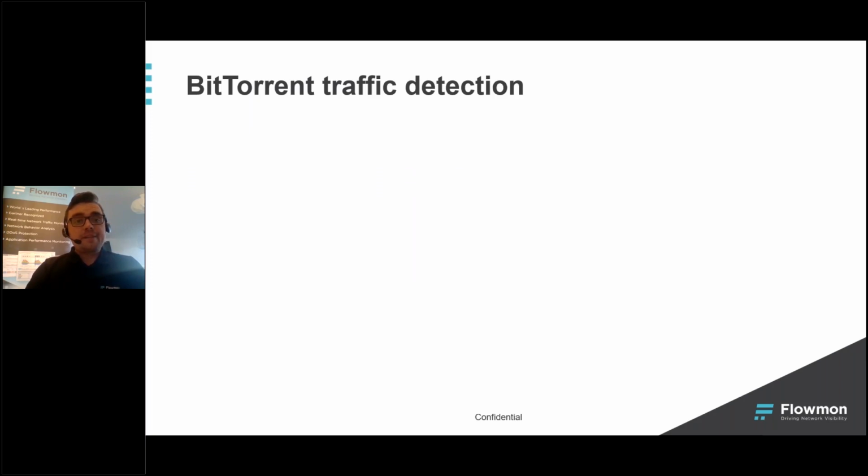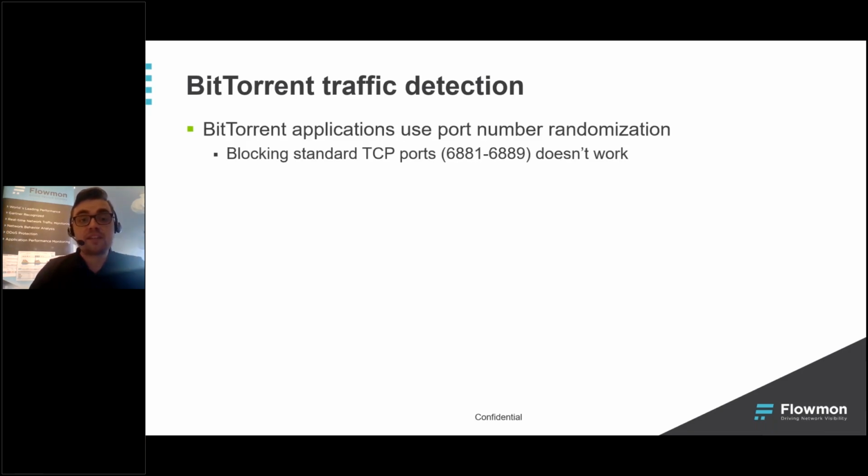So let's see one of the use cases where we can leverage this network behavior analysis. There is BitTorrent traffic detection as an example. The standard TCP ports of the BitTorrent traffic are 6881 up to 6889, but just blocking the standard TCP ports doesn't work, because nowadays BitTorrent applications use port number randomization. Otherwise, it would be very easy to block them on the firewalls.